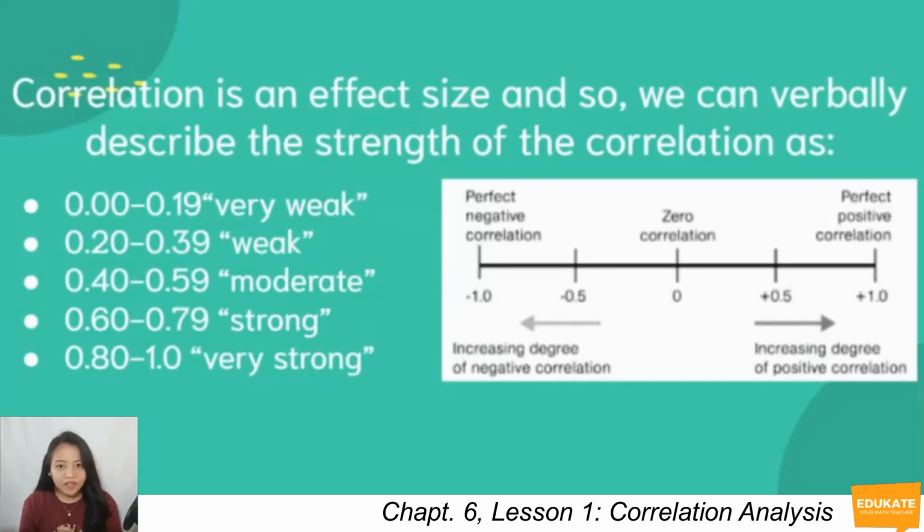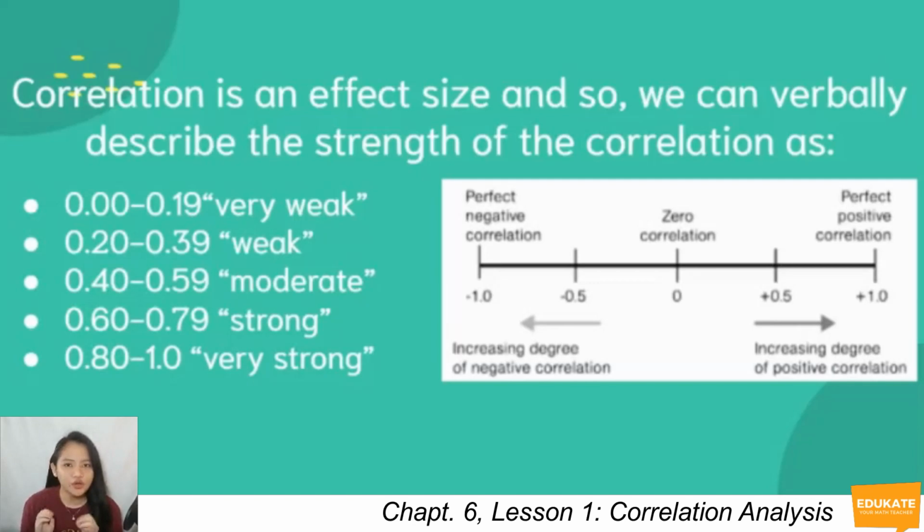O paano pag ang na-compute mo is 1 sa correlation analysis? That means the strength of the relationship is very strong. So the correlation is a unit-free measure of linear association between two variables. In example, clustering of values of the two variables around a line that have values between -1 and +1.